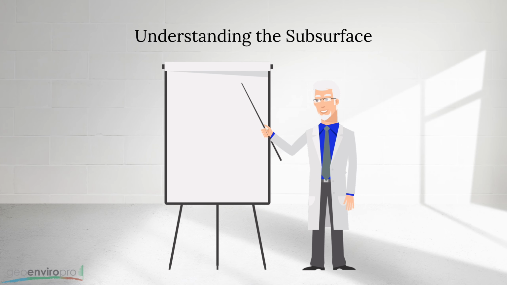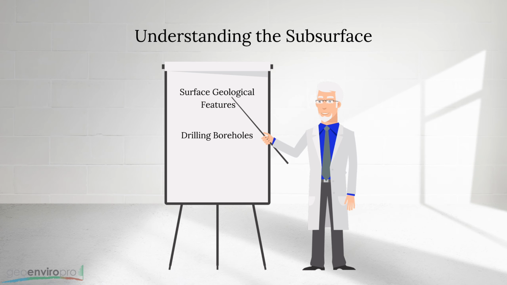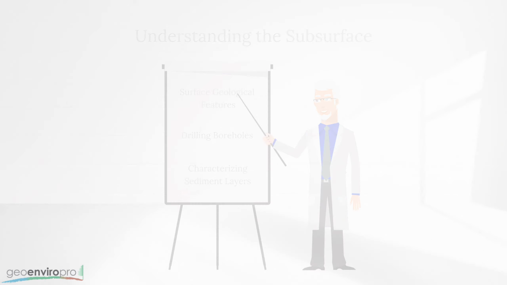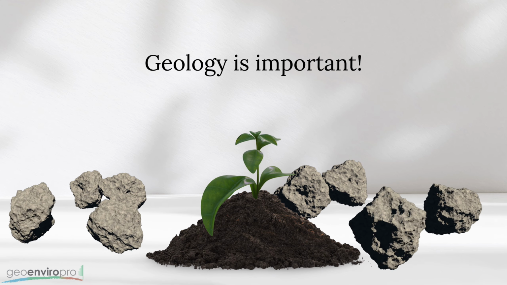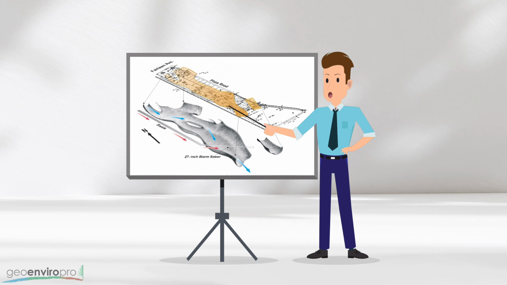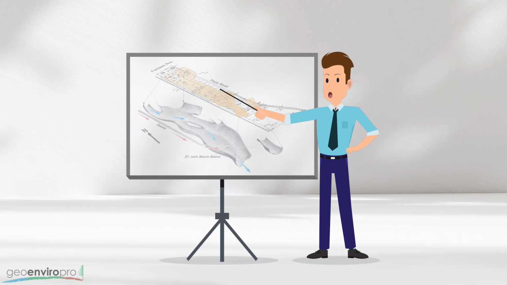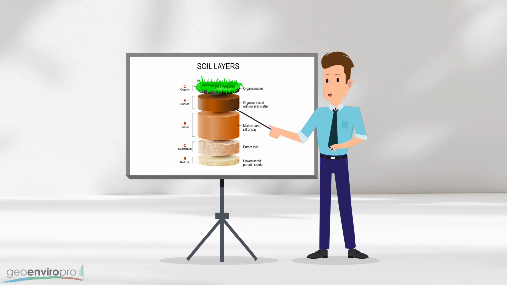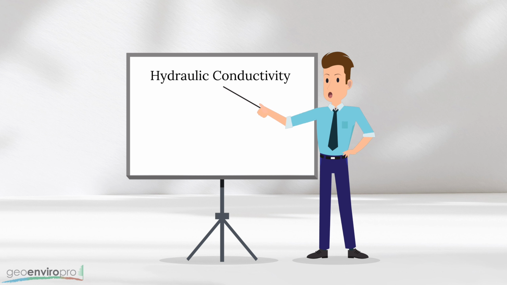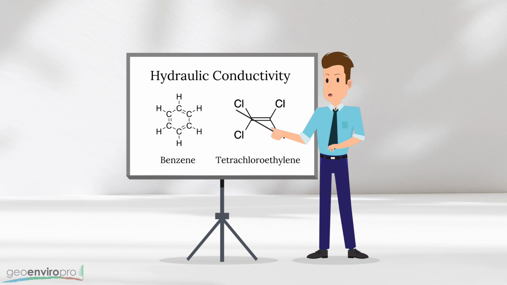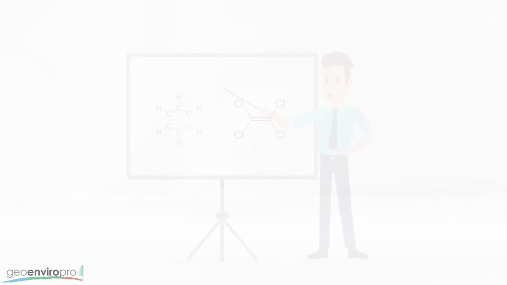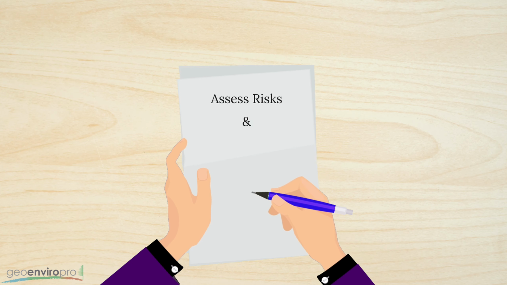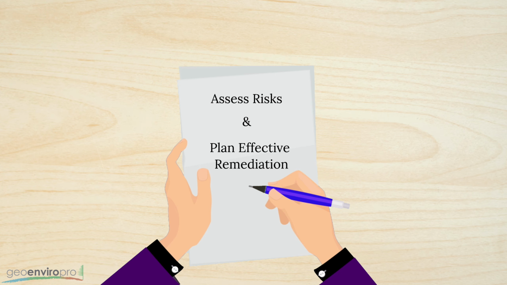Understanding the subsurface usually involves examining surface geological features, drilling boreholes, and characterizing sediment layers. Geology isn't just about rocks and soil, it's about how stratigraphic features interact with contaminants. Each layer, from sands to silt and clays to fractured bedrock, has unique properties such as hydraulic conductivity and helps determine how contaminants like benzene or tetrachloroethylene move and spread. This understanding is vital for assessing risks and planning effective remediation.